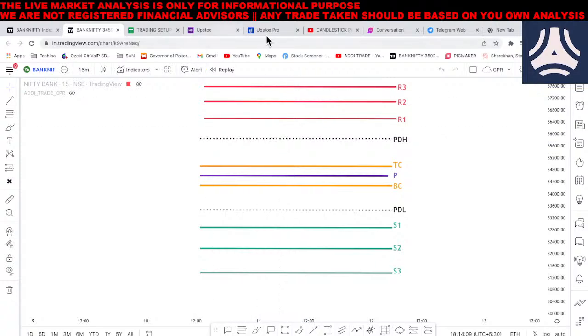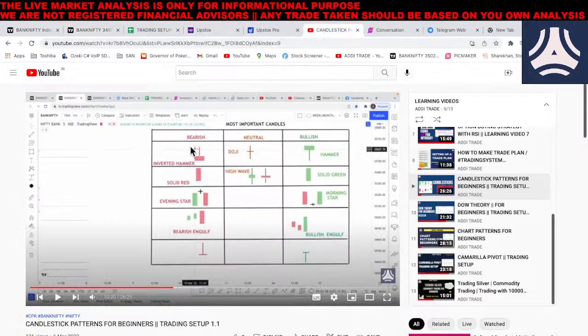Okay, before we see examples, see these are the most important candlesticks that we will look for at the pivot levels. I'll just go through them. I have a complete video, you can watch it. That is candlestick patterns for beginners, and some of the most important candles are these. The bearish candles are this inverted hammer, it will look like this. A solid red candle, evening star, a bearish engulfing, or this kind of an inverted hammer like a doji, right, inverted doji. And the neutral patterns are doji and this kind of a high wave candle where the body will be very thin and the wicks will be large.